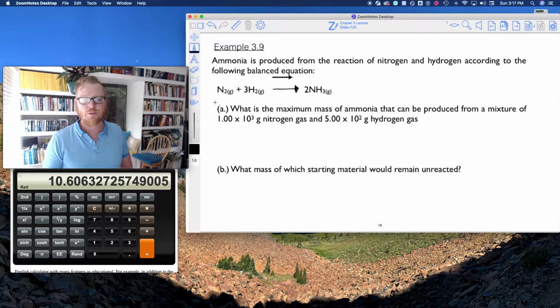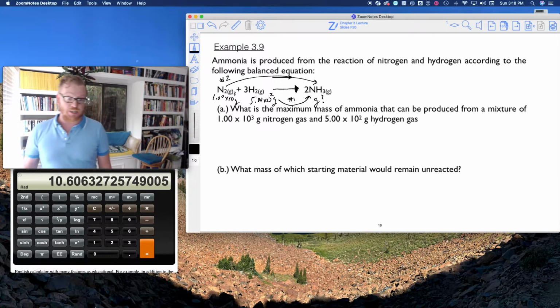Okay, so now the problem is asking me, what is the maximum mass of ammonia that can be produced from a mixture of 1.00 times 10 to the 3 grams of nitrogen, that's 1,000, and 5.00 times 10 to the 2 grams of hydrogen, that's 500. And so remember, I'm going to do one problem. We'll call the hydrogen number 1, where I try to figure out how much mass that's going to create. And then I'm going to do a second calculation, number 2, where I figure out how much ammonia I can make from that amount of nitrogen gas.